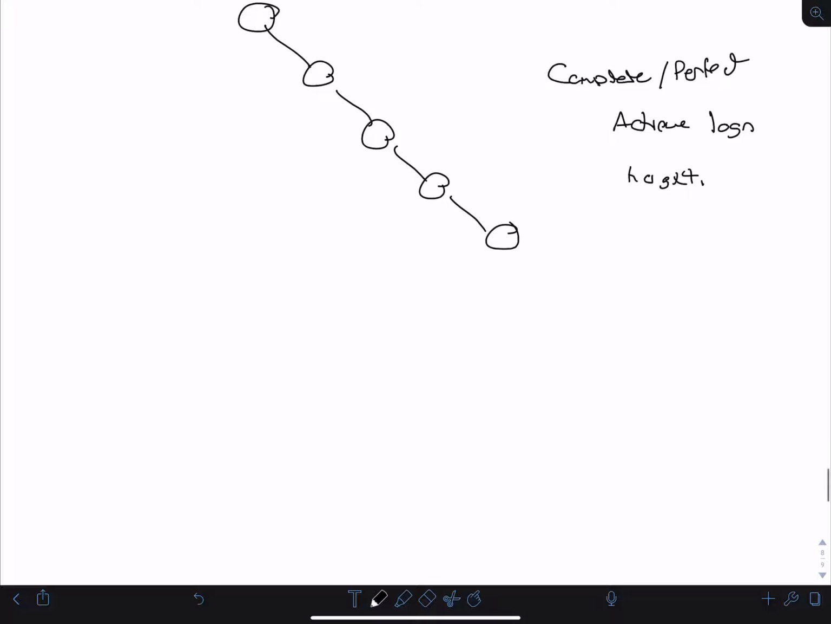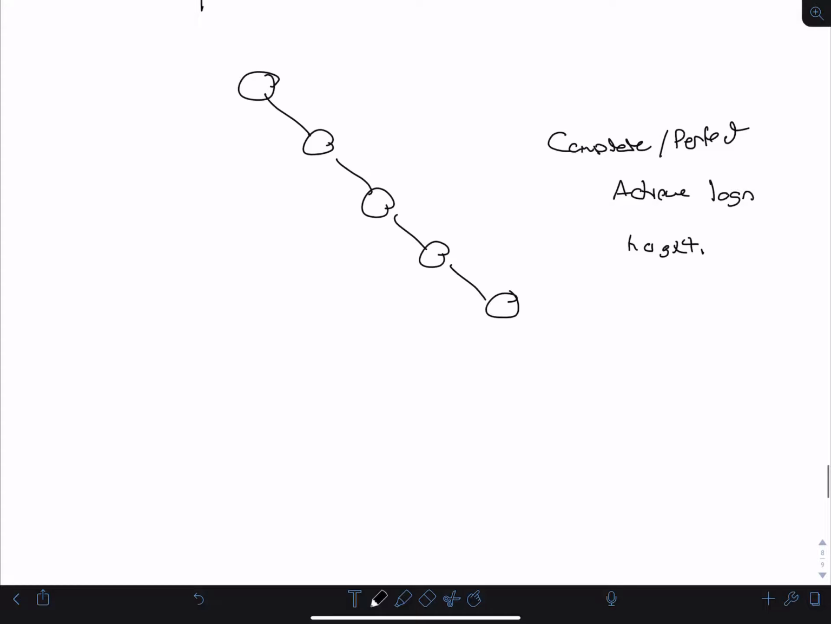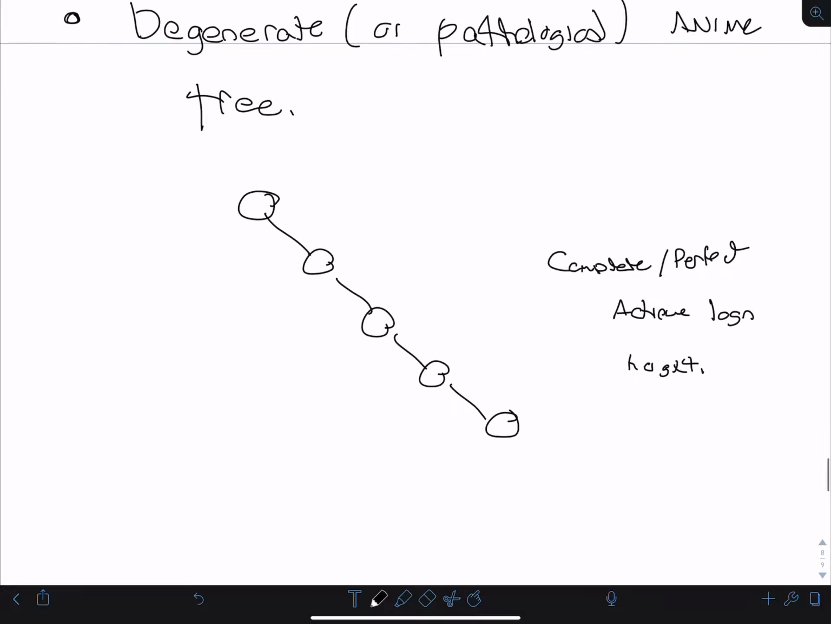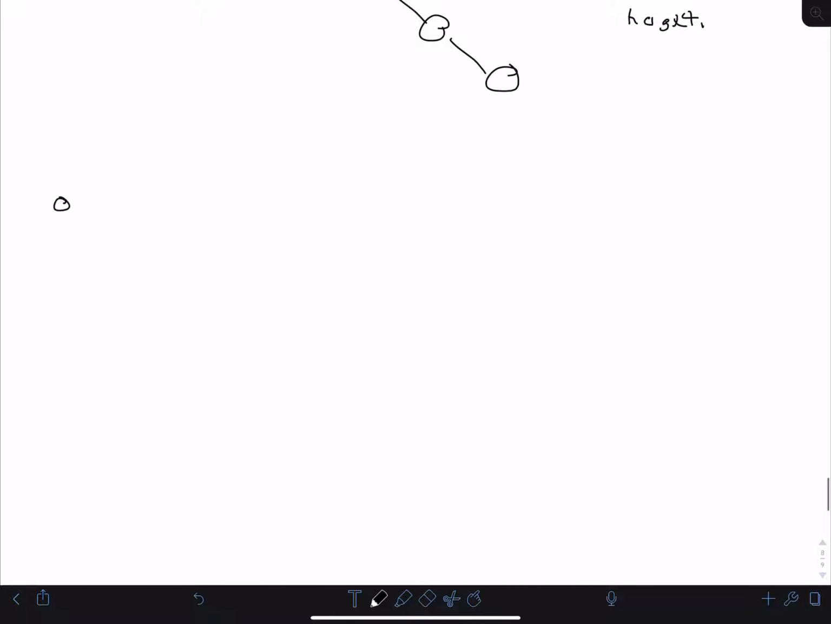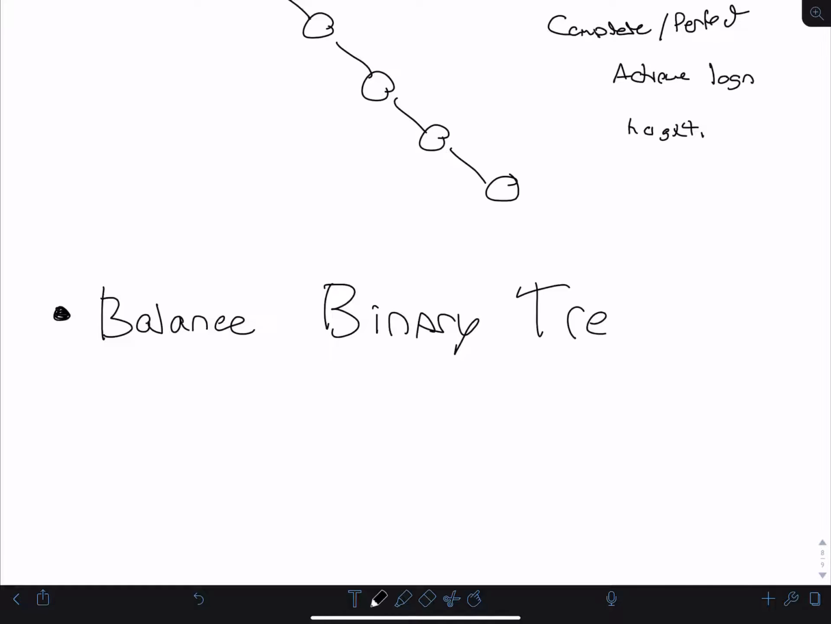So okay, all right. From there, we don't want the degenerate trees, but what we want is something that's complete or perfect. Or a better sort of definition of that, and that's the one that the AVL trees are going to give us, are a balanced binary tree. That's what we want. That's what we're trying to achieve.